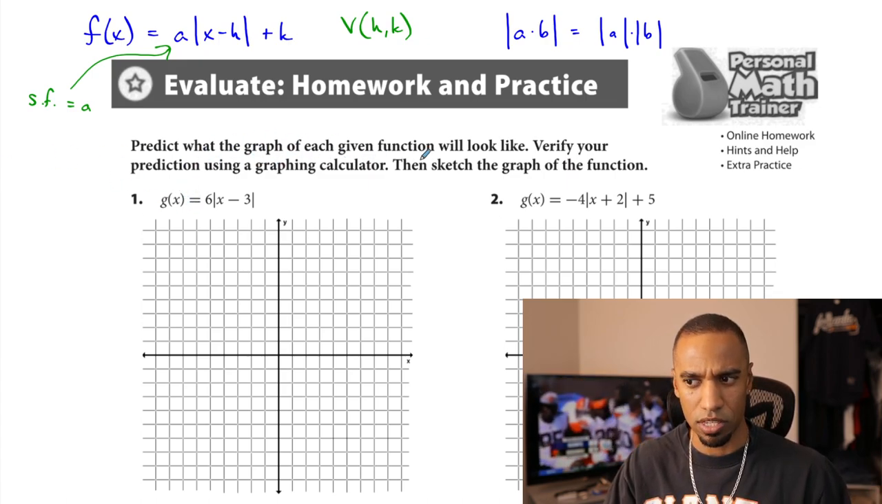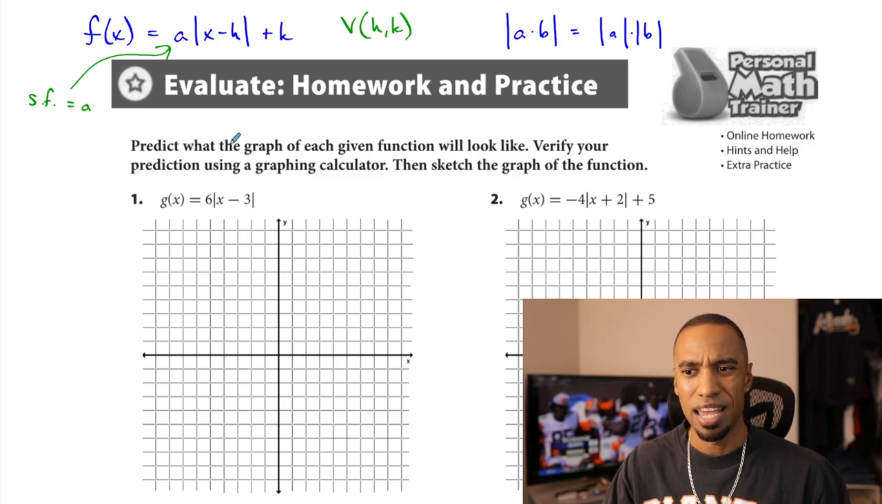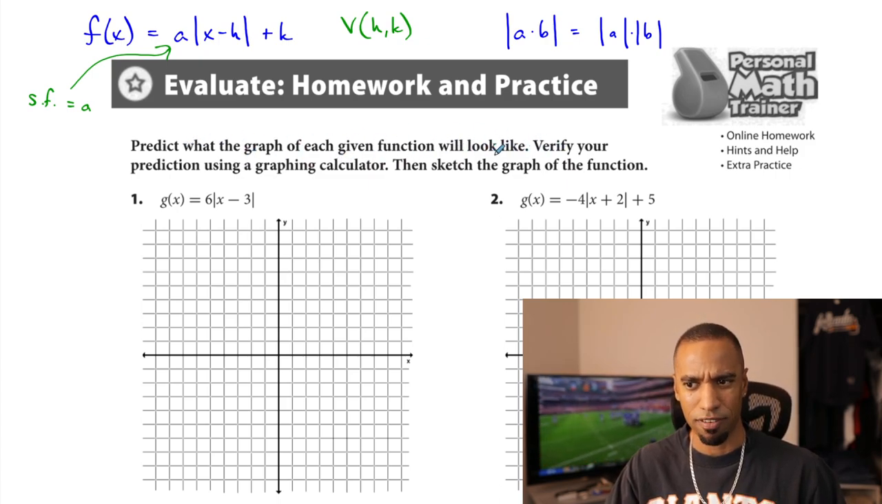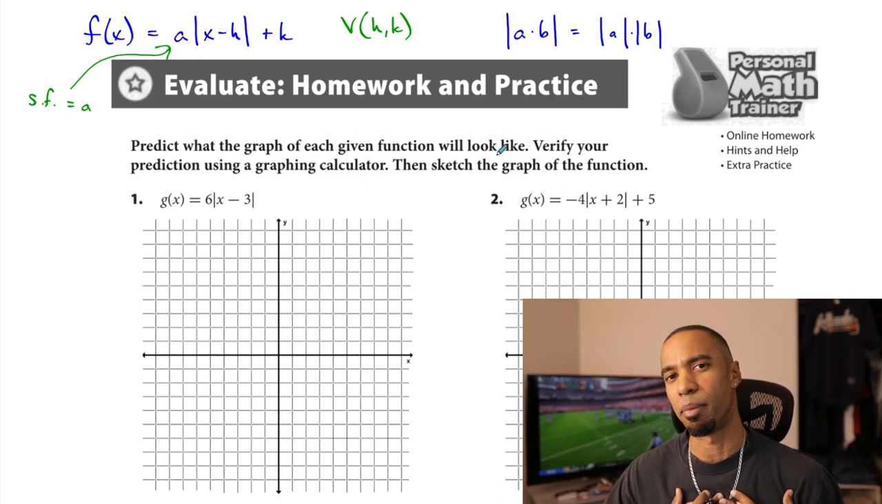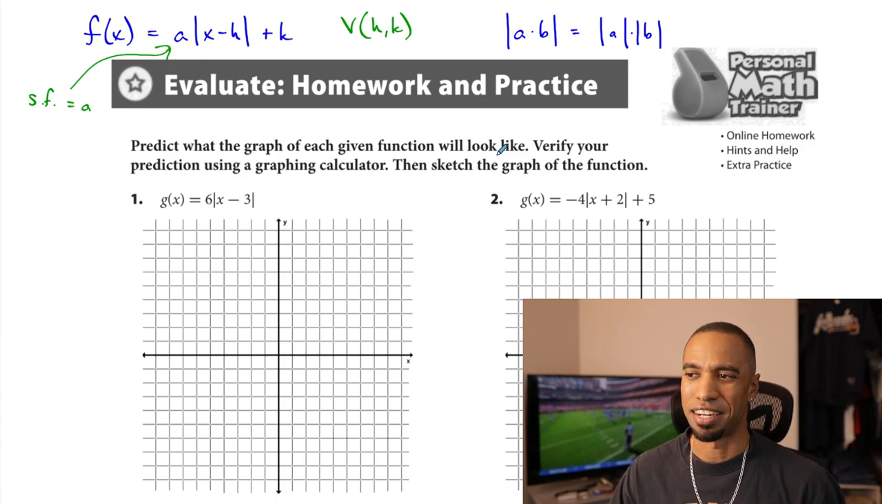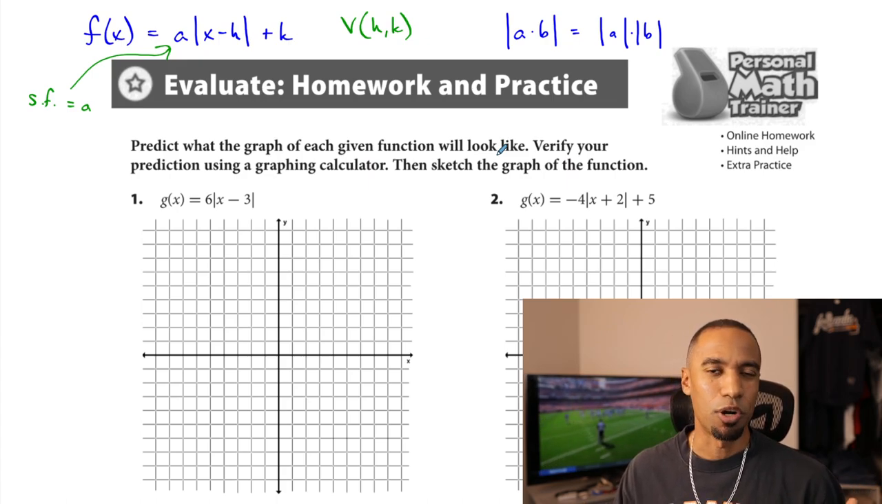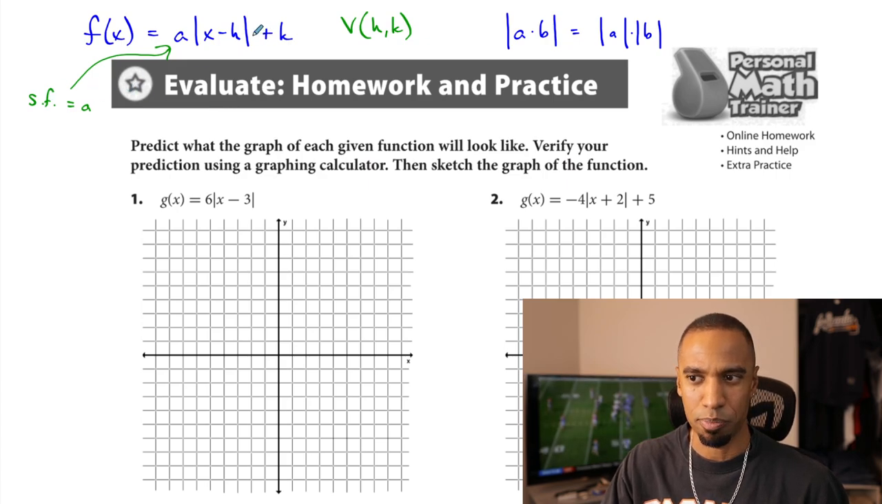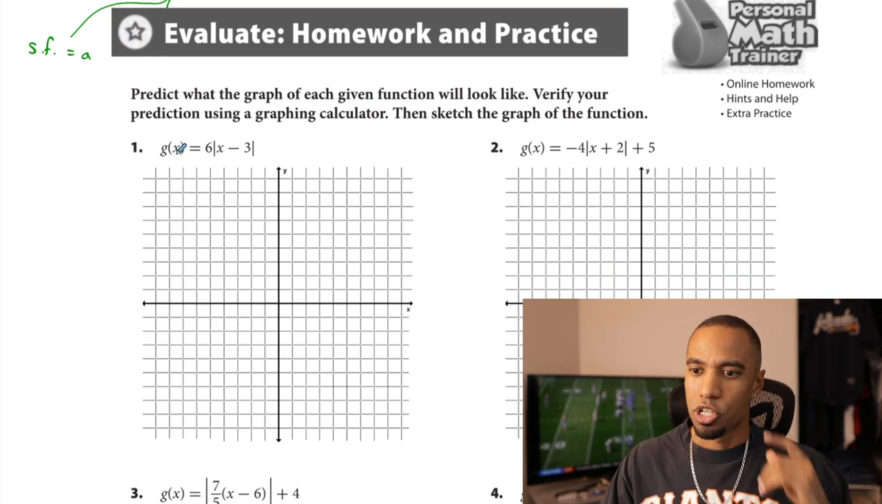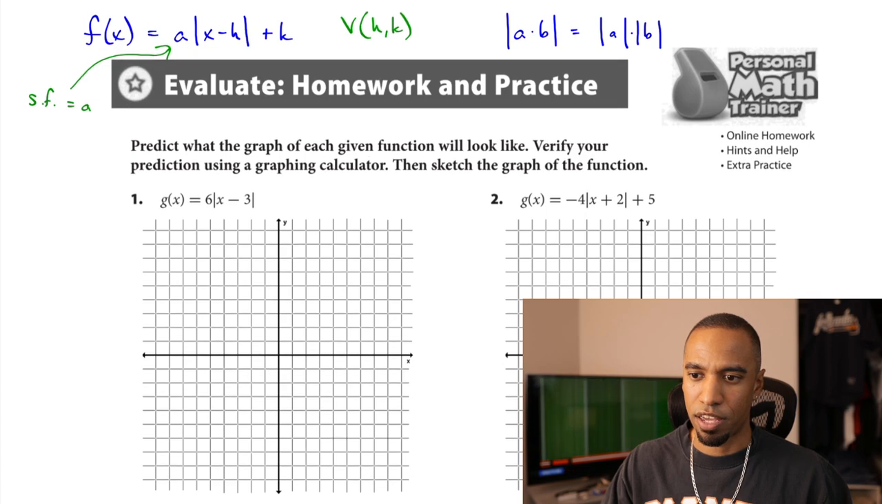Now, I'm going to ignore what this stuff says unless it asks me for more information. It says predict what it's going to look like and verify using a graphing calculator. You'll verify from my graphs here, if that's okay, and I'll give my prediction without use of a table and let you know how all this plays out. So here's what we got, guys: g of x equals 6 times the absolute value of x minus 3.